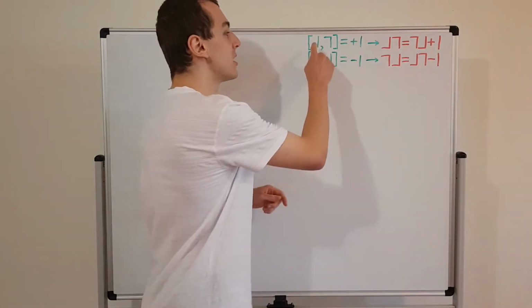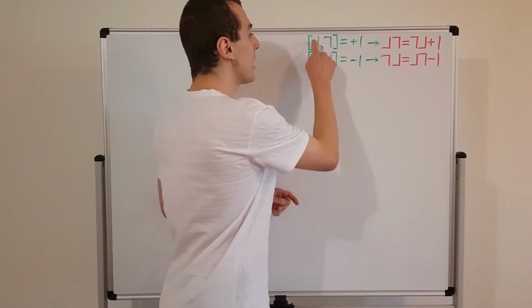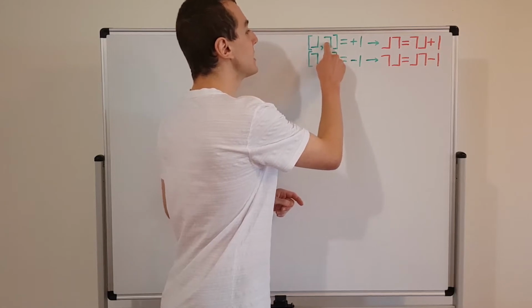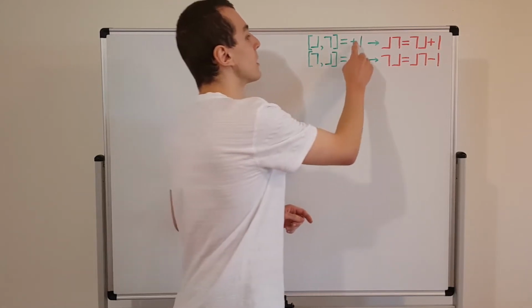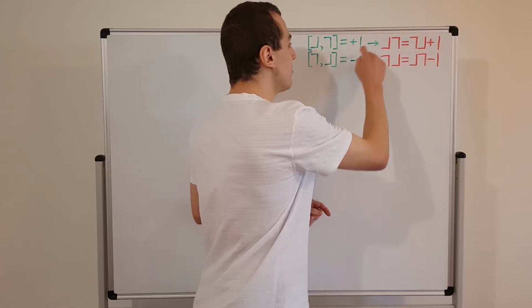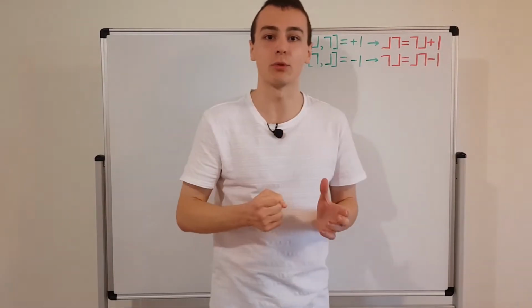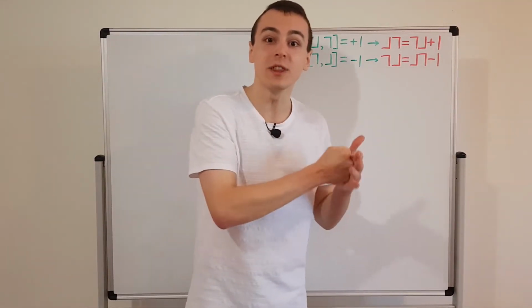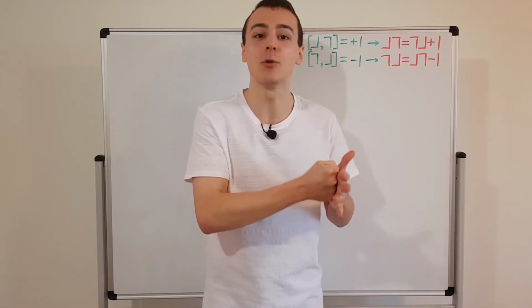If we take the commutator in this order, where first we have the lowering operator and then the raising operator, the result is +1. This is implicitly the identity operator. If you act on a state with the identity operator, it has no effect. It does not change the state.